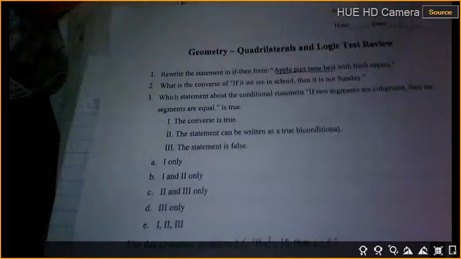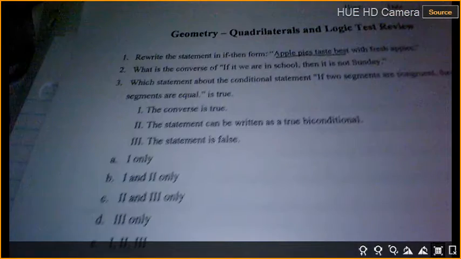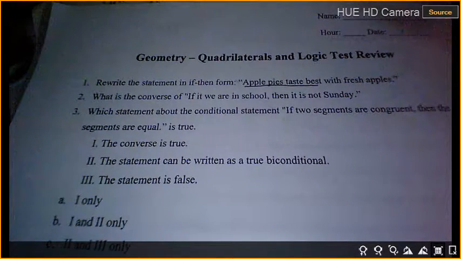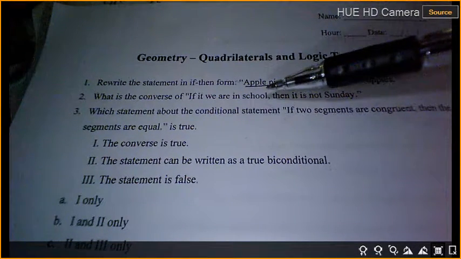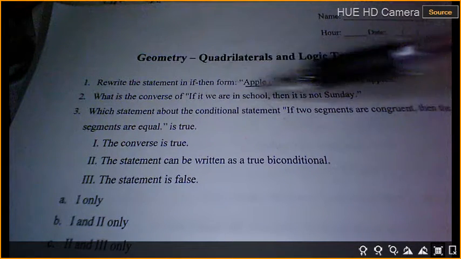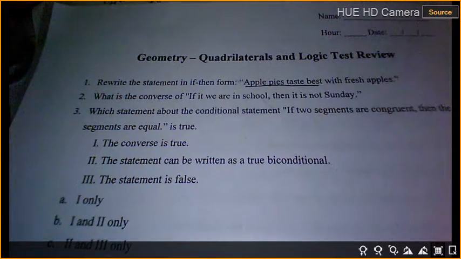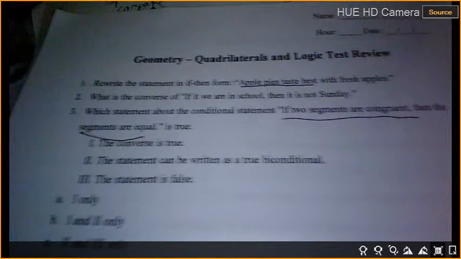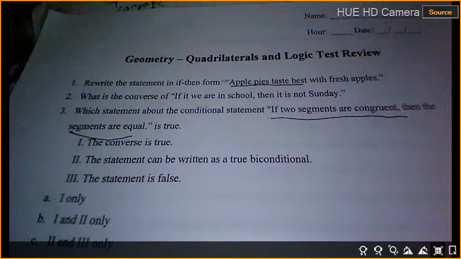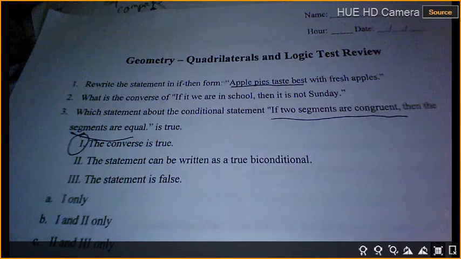For 3, which statement about conditional statements, if 2 segments are congruent, then the segments are equal, is true? So the converse would be, if the segments are equal, then the 2 segments are congruent, correct? So is the converse true or false? It's true. Congruent and equal are the same thing.